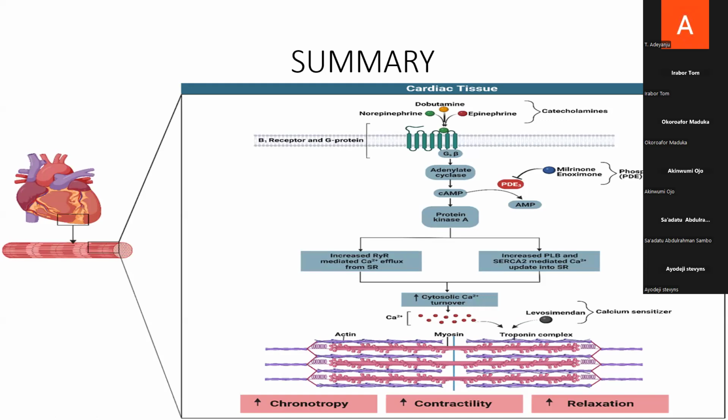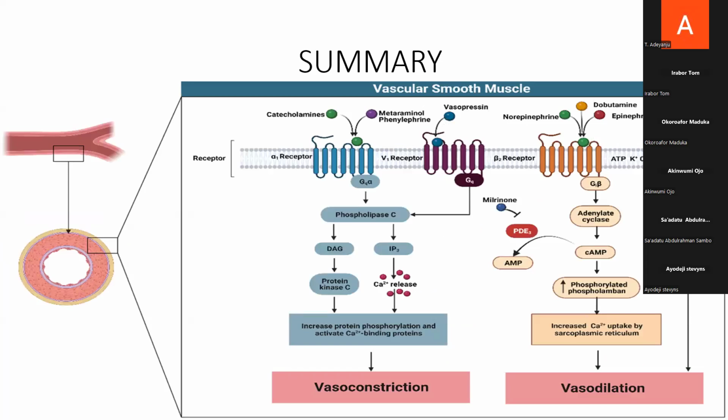The first one is the cardiac tissue, and the second one is on the vascular smooth muscle. When I put up the slide, we can all look at it. Just a summary of all I've said so far. So come to the next slide. This is another summary of the indications of all the drugs broken down to their different groups, your catecholamines, and which receptors they affect.